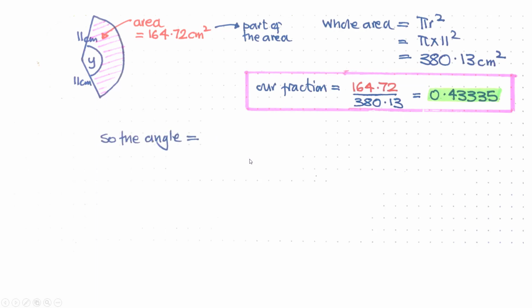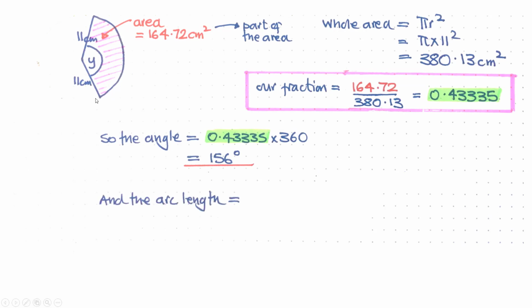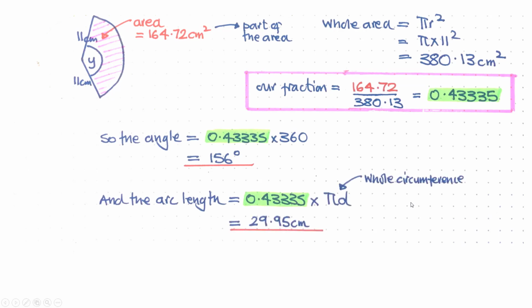So the angle will be that fraction that we've just worked out of 360. And the arc length, if someone asked us about it, would be that fraction of the whole circumference, which is 29.95.